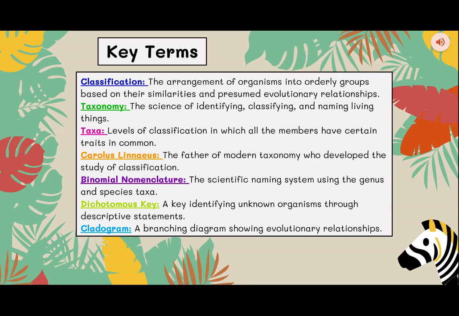Binomial nomenclature. Binomial nomenclature is the scientific naming system using the genus and species taxa. Dichotomous key. Dichotomous key is a key identifying unknown organisms through descriptive statements. Cladogram. A cladogram is a branching diagram showing evolutionary relationships.